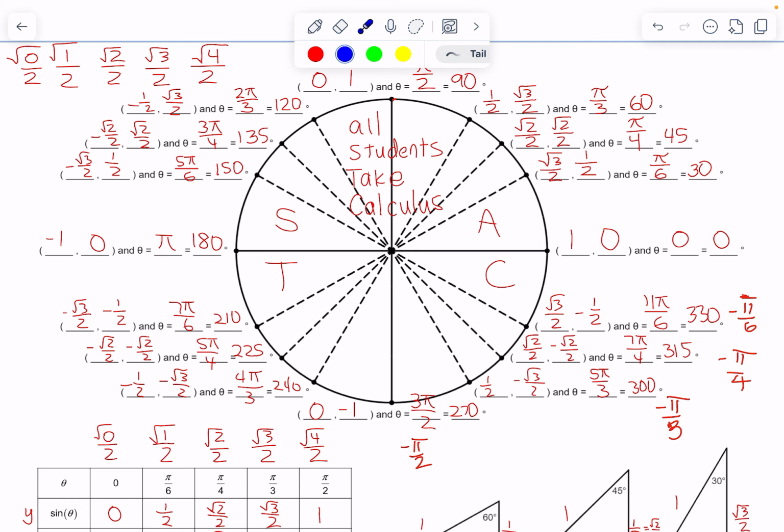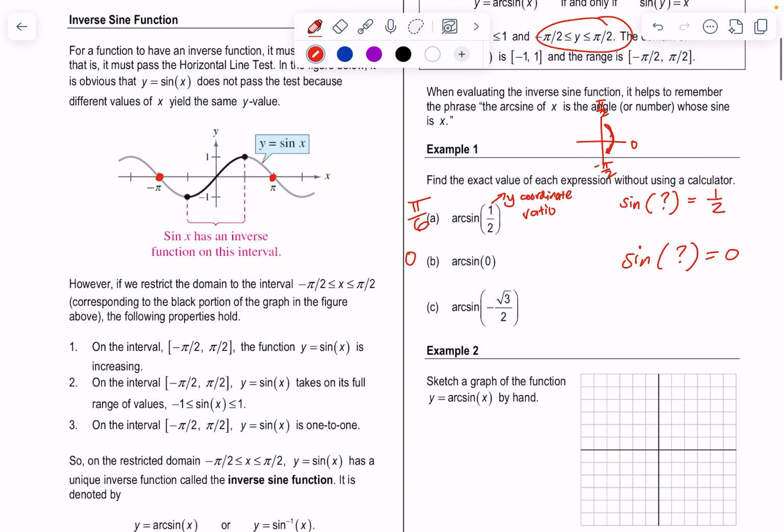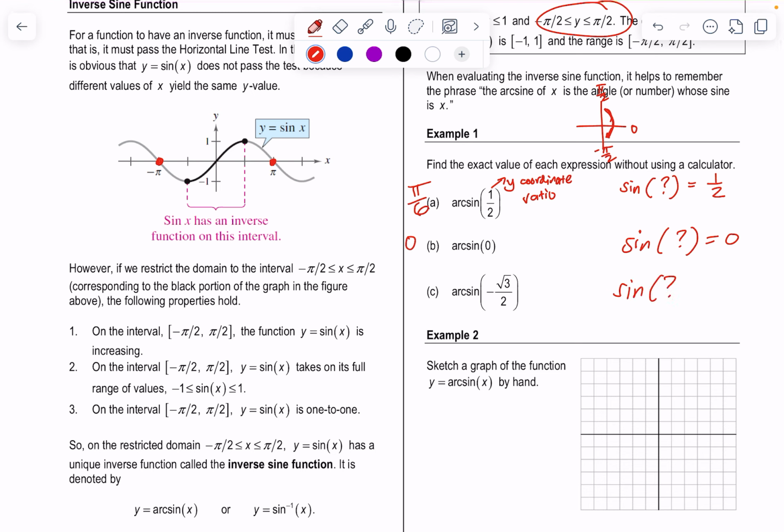Back to our problem: what angle in this section has a y coordinate, or a ratio, of 1/2? That's right over here, and the answer is pi over 6. So our answer here is pi over 6. This next one, I think, is easy. A y value of 0 is 0 radians. And then negative what?